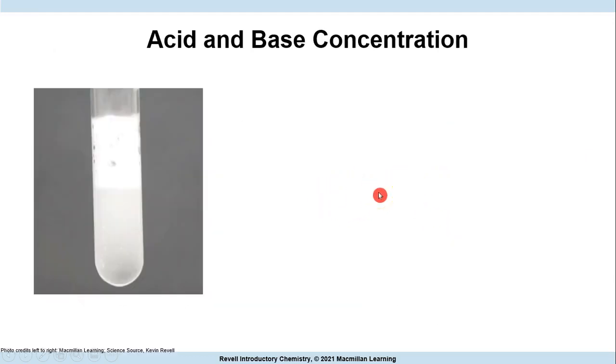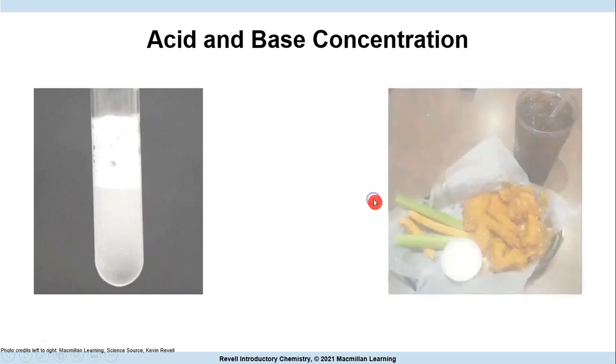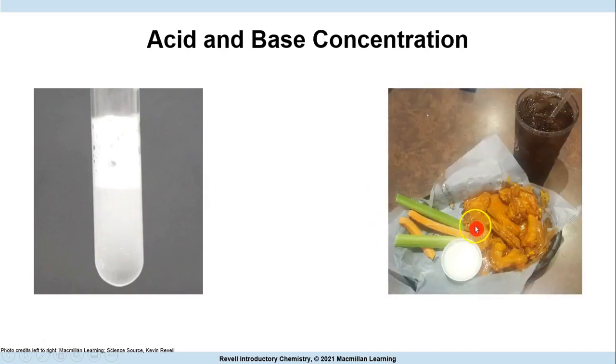Now, let's look at the concentration of acids and bases. Here, we have a strong acid, and the strong acid can dissolve lead. There is lead here that we introduce. Strong acid will be able to dissolve lead. Now here, we have weakly acidic solutions of buffalo wing sauce and soda, which is the Coca-Cola here. So they are weakly acidic, and here is the strong acid that can dissolve lead.